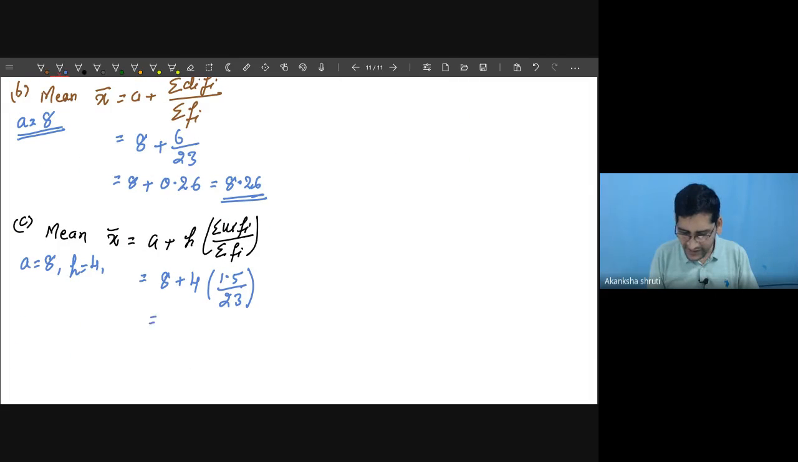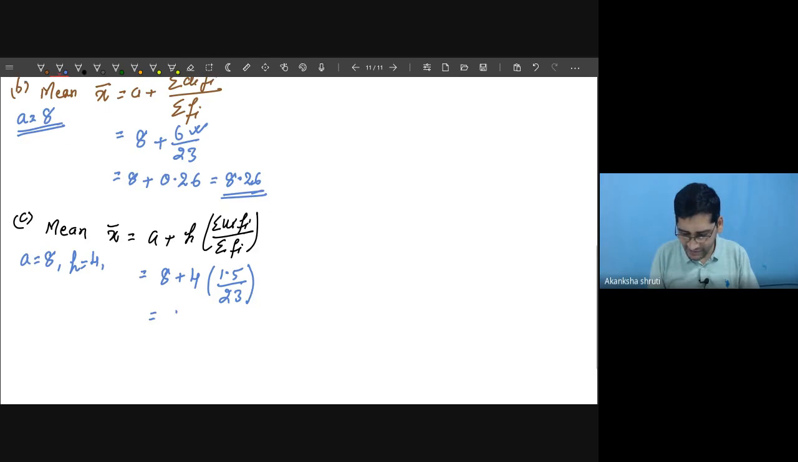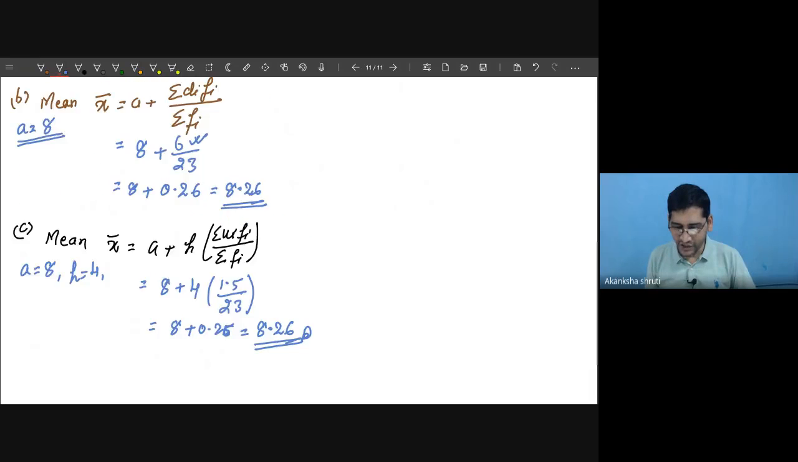Student, if you multiply this, 1.5 multiplied by 4 is the same as 6. So it is the same as the earlier one, 8 plus 0.26. So 8.26 is the required answer. Yes, student, getting it? It is so simple to calculate the mean by any of the methods.